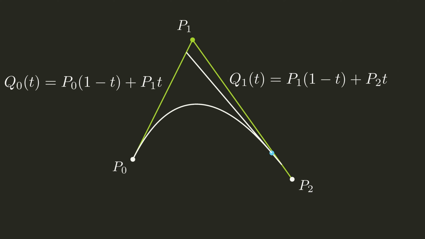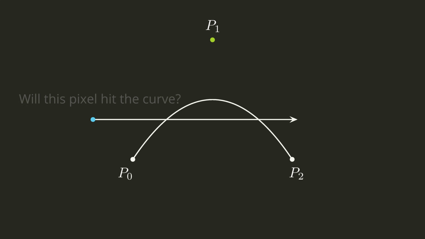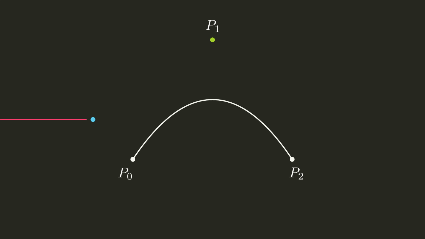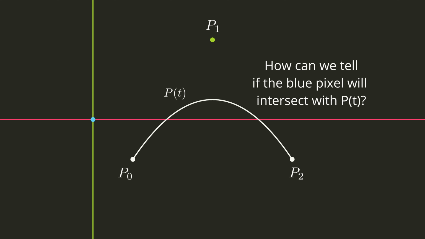Now that we can generate any equation for a Bezier curve using 3 points, we can find a way to see if a pixel located at some position xy intersects with this line P of t going to the right. How do we check if a pixel will hit the curve? Well, let's imagine that the point xy is actually the origin. We can achieve this mathematically by simply translating each of our points, P0, P1, and P2, by subtracting the position xy. Now, if we look at P of t in relation to the origin, how can we tell if this point will intersect with P of t?